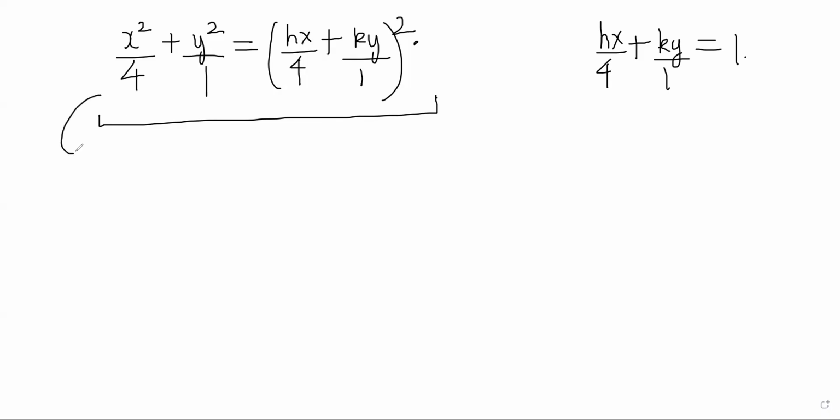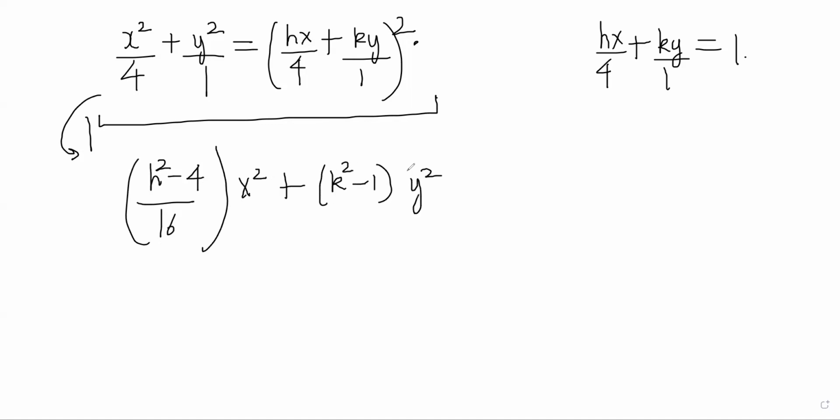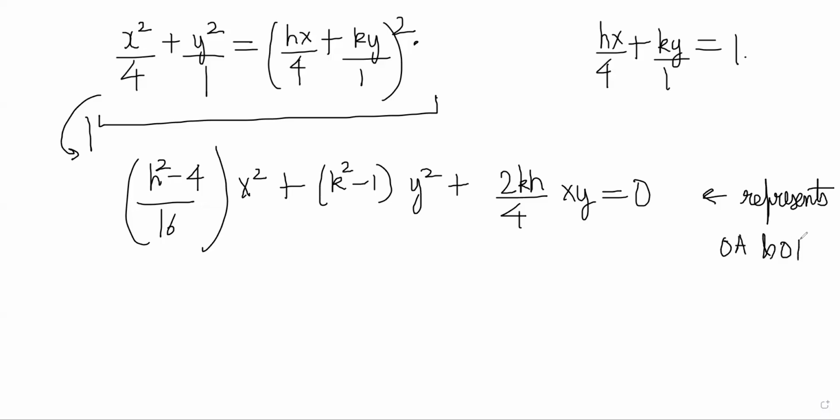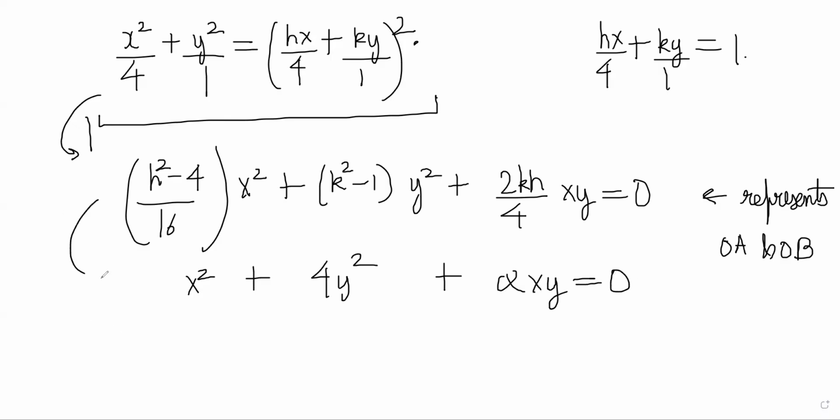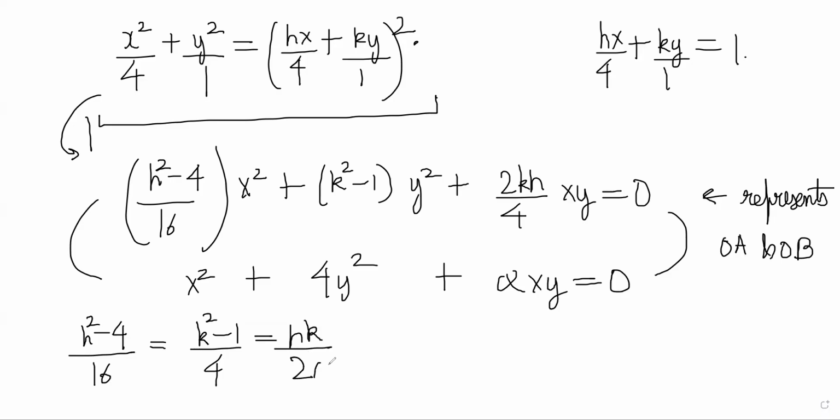Okay. So if you simplify this equation, you will end up getting (h² − 4)/16 x² + (k² − 1) y² + (2kh/4) xy = 0. And this equation after homogenization represents the combined equation of the pair of straight lines OA and OB. But the problem has already told us that it should be x² + 4y² + alpha xy = 0, right? So these two equations must be identical. So we can compare coefficients: ((h² − 4)/16)/1 = (k² − 1)/4 = hk/(2 alpha), right?